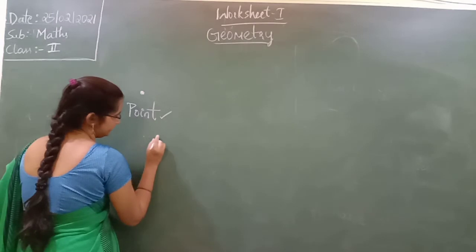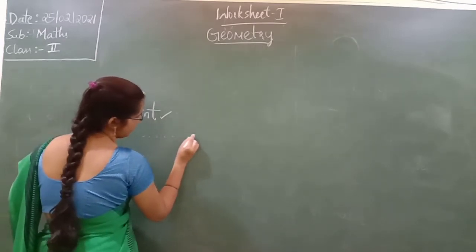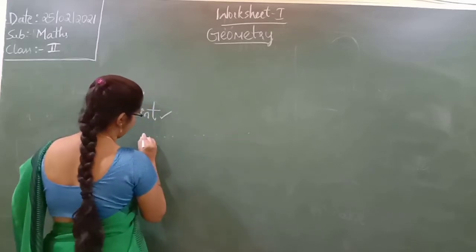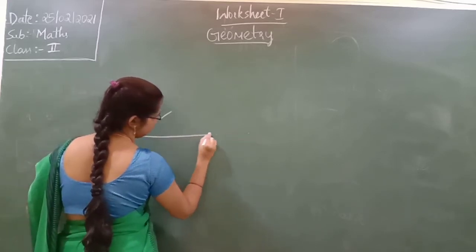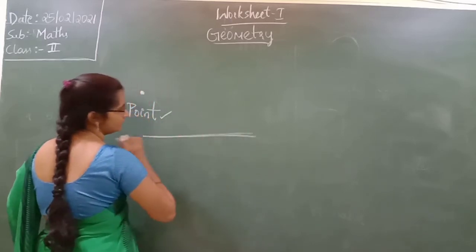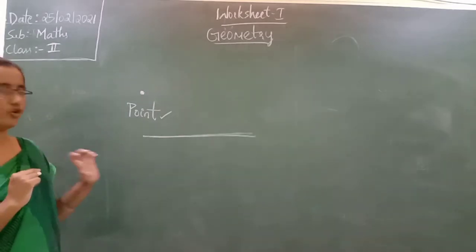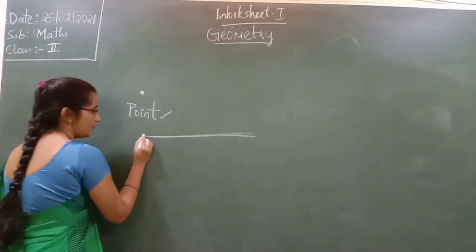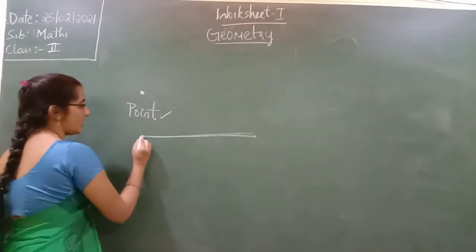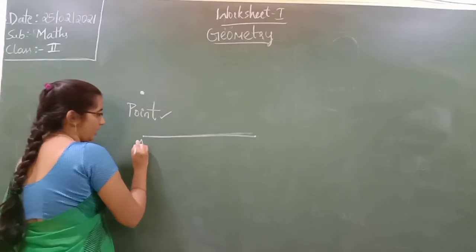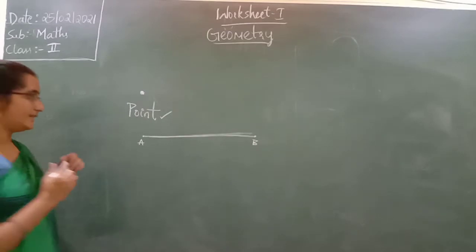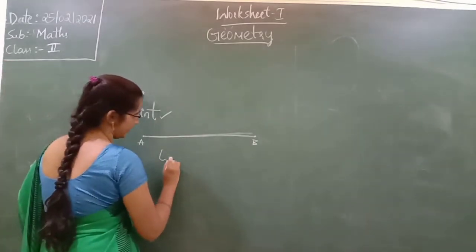Okay, put the dots in a straight line, straight way, and join them. What is this? Here one point, here one point, I have joined. This is a line shape. Suppose we take points A and B. I have joined these two points. Then we call it a line segment.